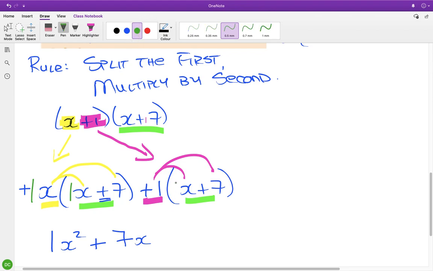Again, I have an invisible 1 here, and I'm also going to acknowledge that this is a plus. So a plus by a plus, same signs mean plus for my answer. 1 times 1 is 1, and then the x is x. The last multiplication then is the 1 and the 7. So plus and plus, same signs mean plus, and 1 times 7 is 7. The 1 has no letter and the 7 has no letter.